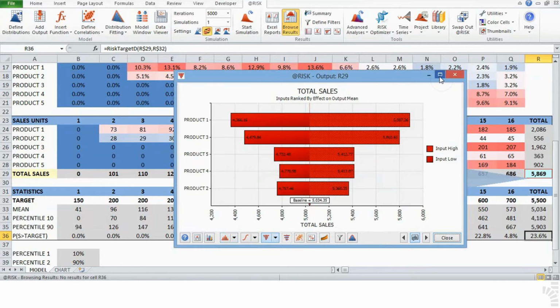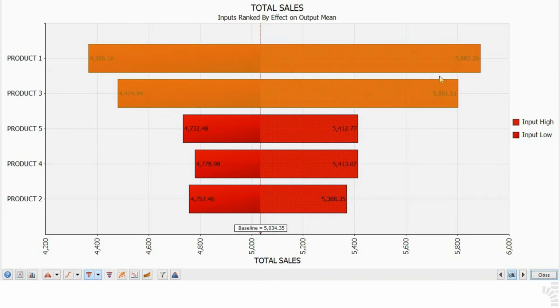This tornado chart states that 2 products, number 1 and 3, are the ones that add the most variability to total sales. For example, when evaluated on its lower 10% of the simulated data for product 1, total sales would have an average of 4,366 units. If the upper 10% of simulated data for product 1 were to be considered, then total sales would account to 5,887. This is the largest range among the 5 different products.